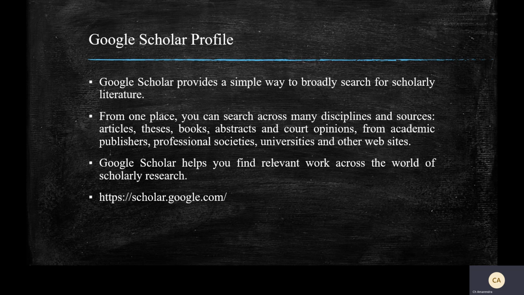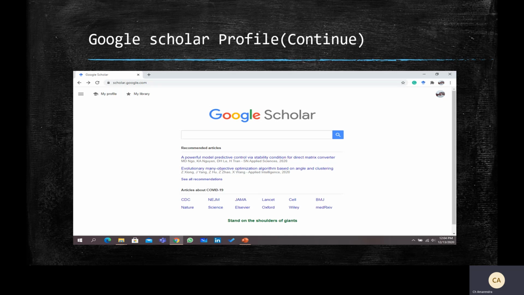If you type scholar.google.com, it will give you this type of data, and here you can find my profile. If you click on my profile, you can see how many papers you have already published, and year-wise how many citations they have received; everything will come there. Okay, this is about the Google Scholar profile.